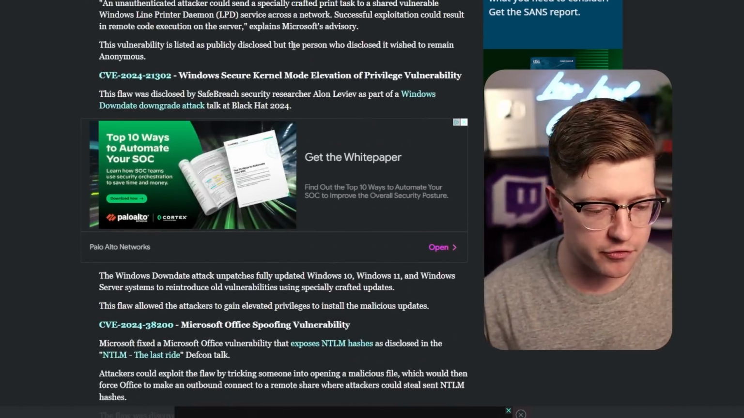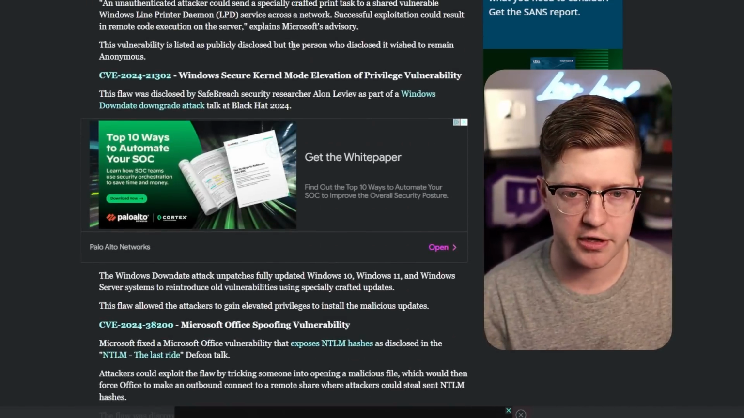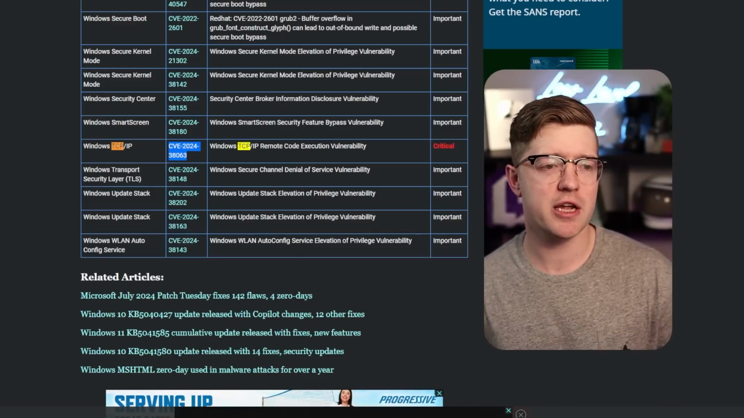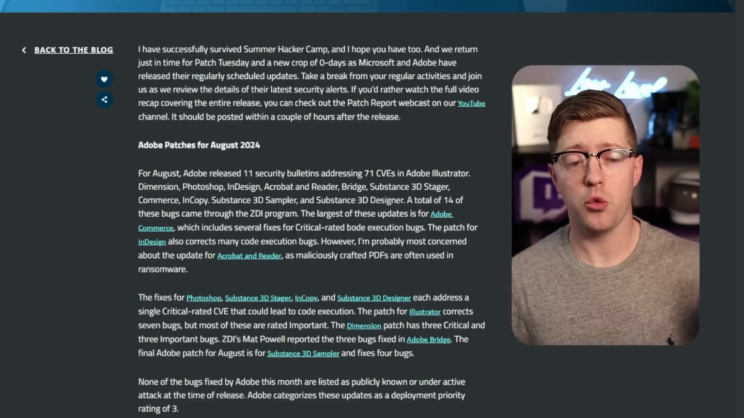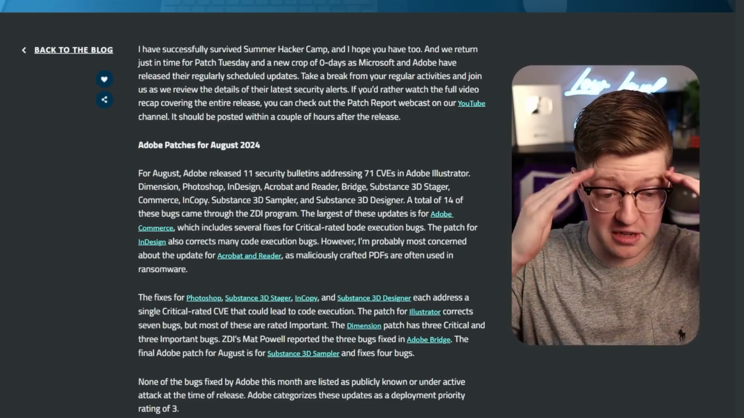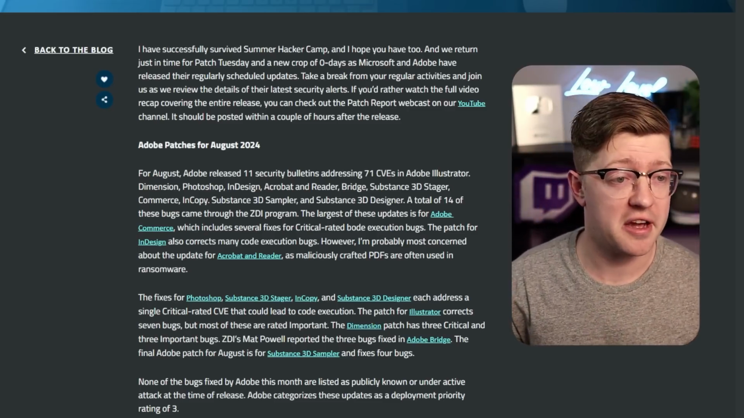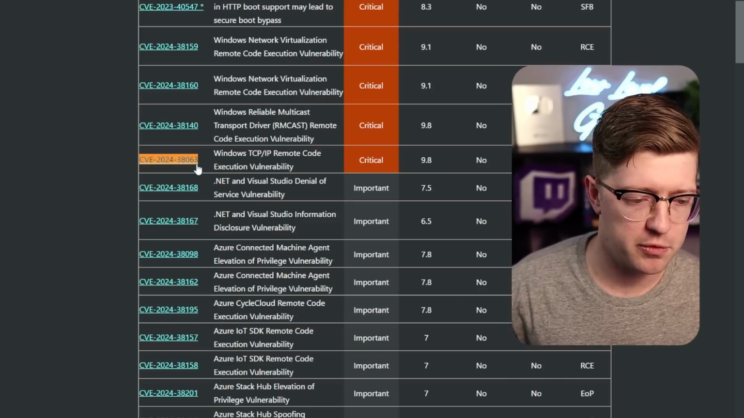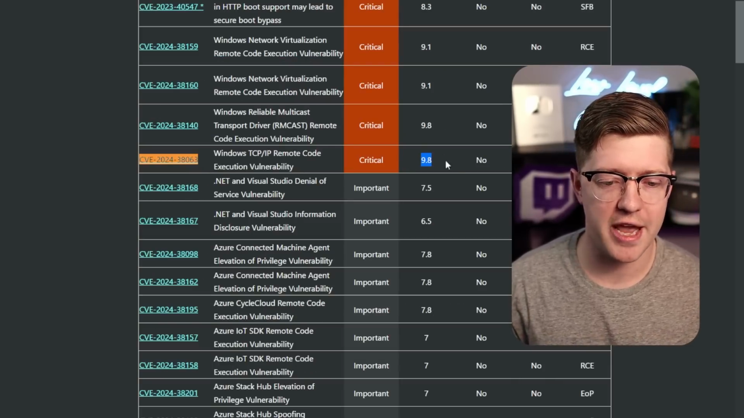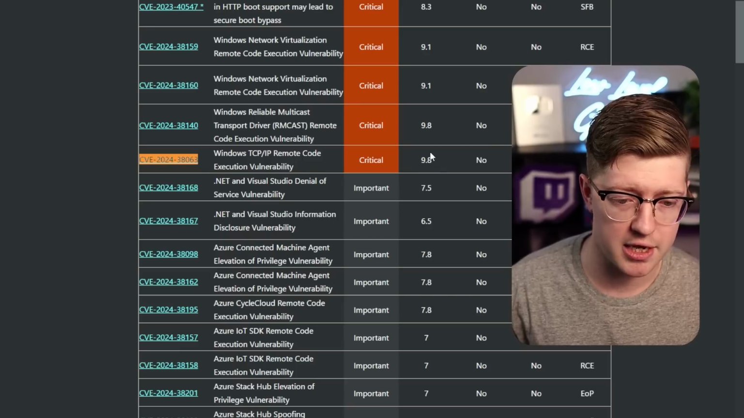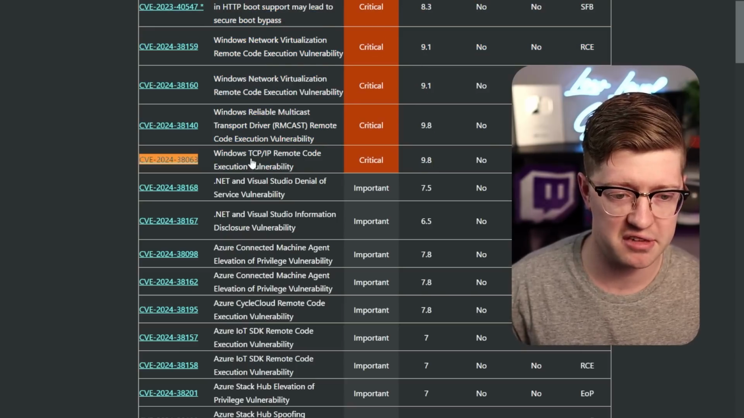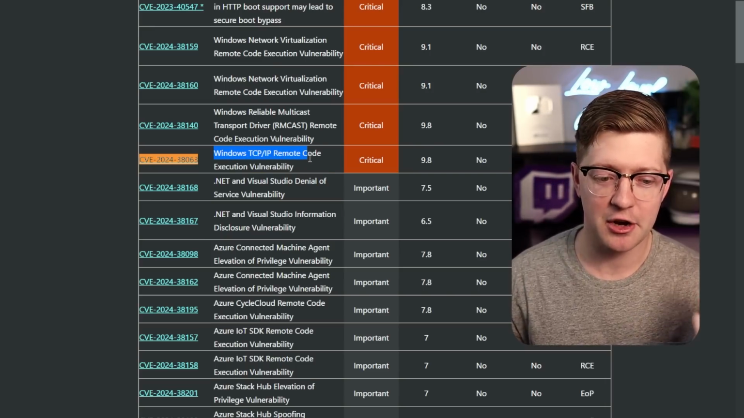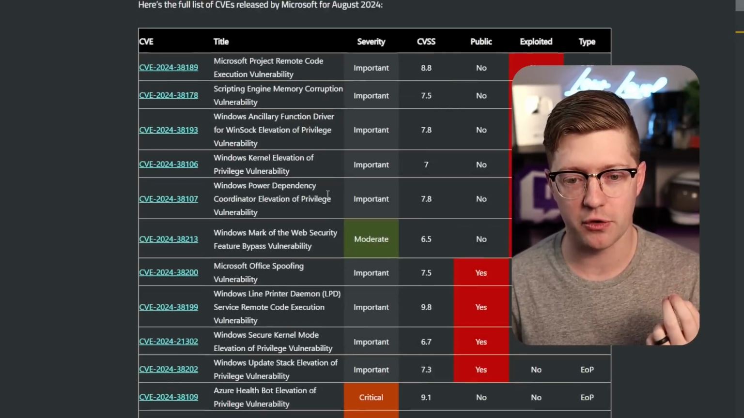But the one that I found really interesting, let's see if I can find it real quick, TCP. Yeah, so CVE-2024-38063. This vulnerability is the one that truly just has my mind blown. A critical 9.8. And similar bugs are also coming out in this same Patch Tuesday. This is a Windows TCP/IP remote code execution vulnerability.